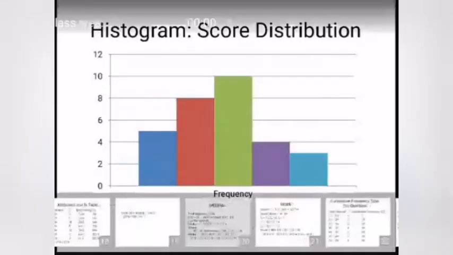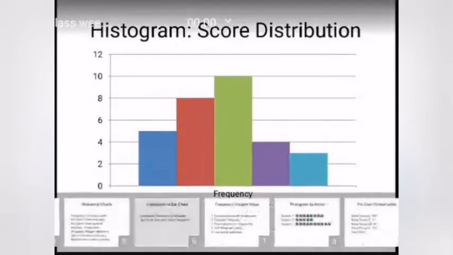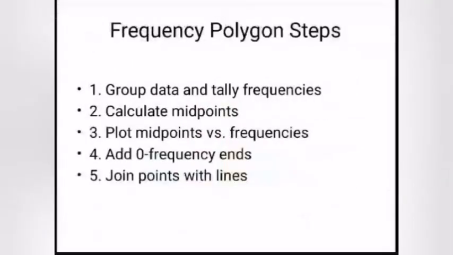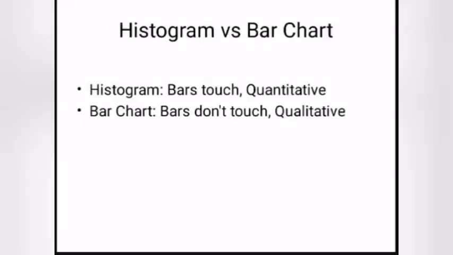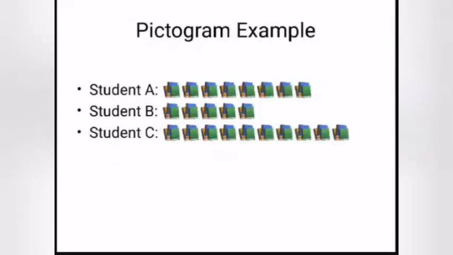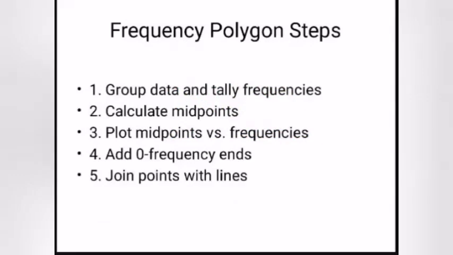So going back, we have frequency polygon. The first thing for you to get a frequency polygon is you have the group data and the frequencies. With the group data, you calculate your midpoint. Basically, group data is like intervals.